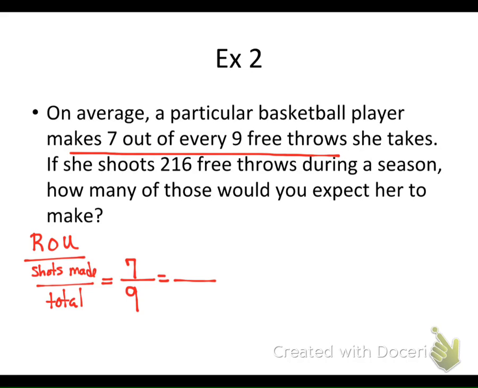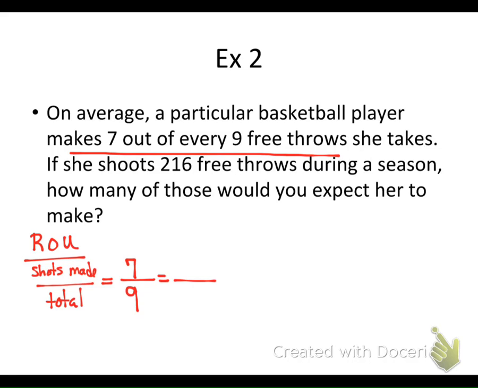Okay, so we're gonna move on then. If she shoots 216 free throws during an entire season, how many of those would you expect her to make? So this number here, 216 free throws. If she shoots 216 times throughout her whole season, how many should she make? So where's that 216 going to go? The bottom, because that's her total number of shots she took, right?